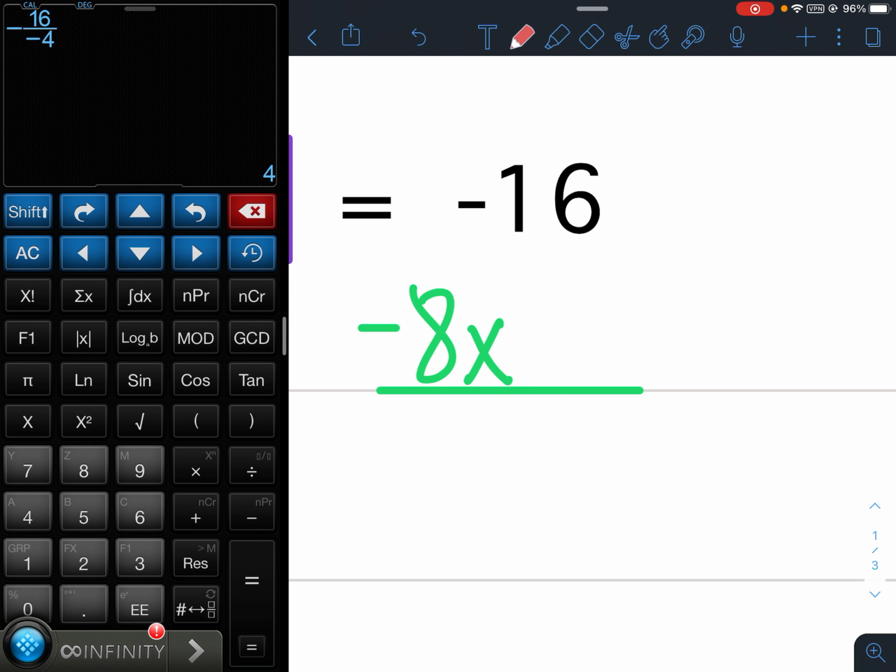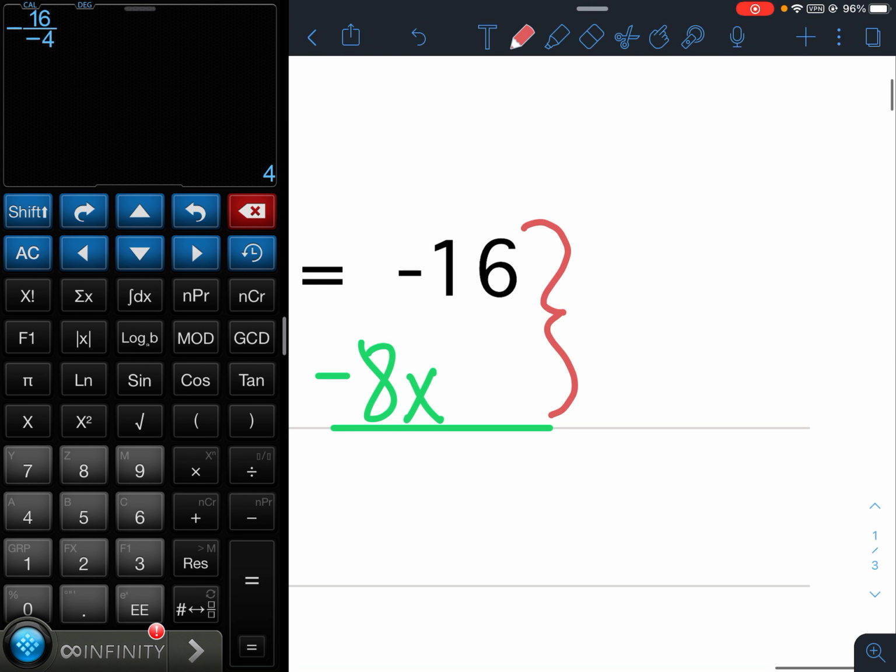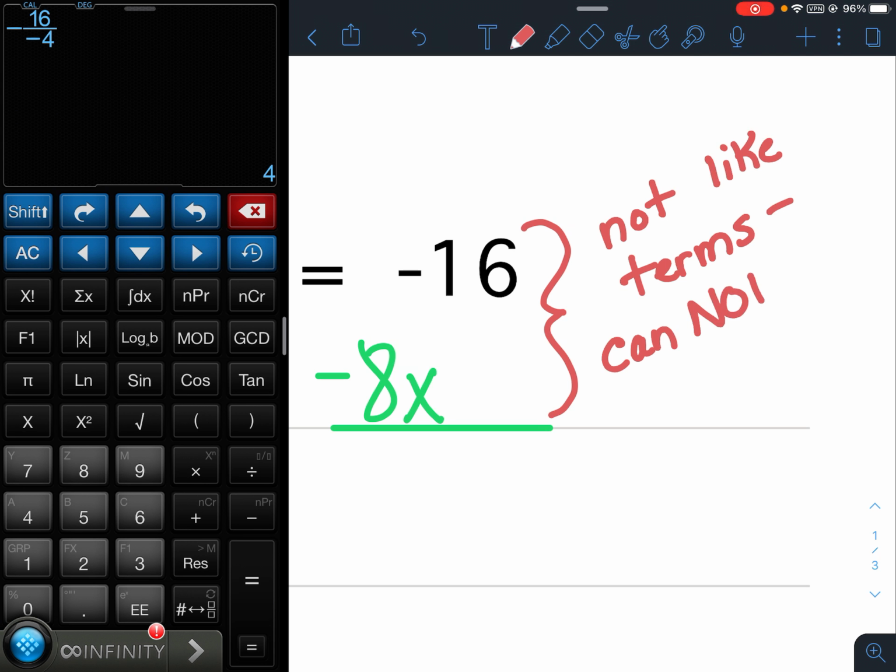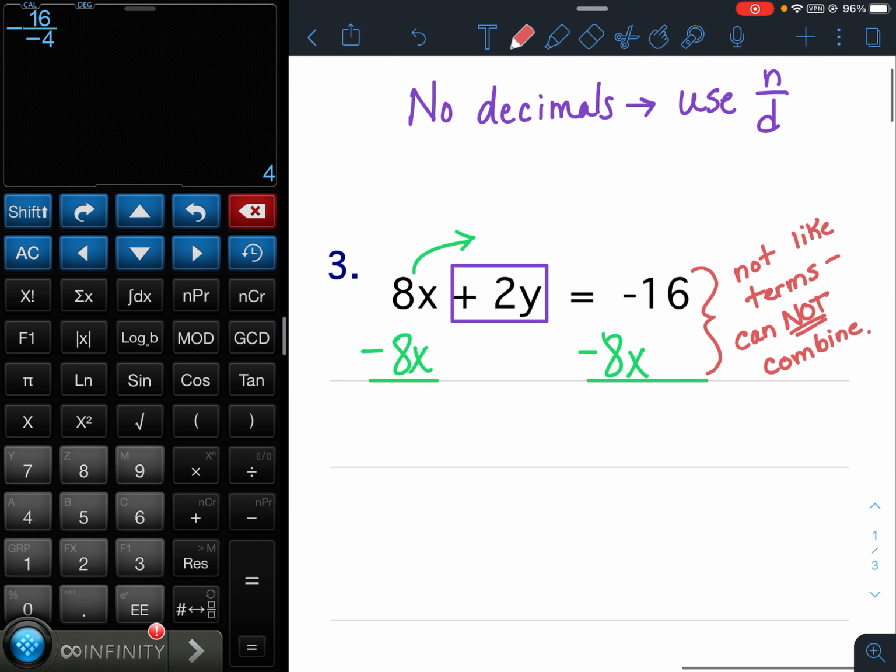So I would like you to write this. I want you to put not like terms. And then put NOT in all capital letters, underline it, cannot combine. Since we can't combine them, we simply just bring them down, just like we did with multi-step equations. If you can't combine it, just bring it down.